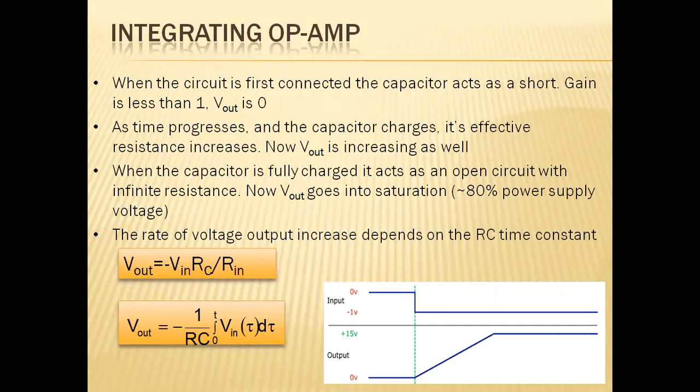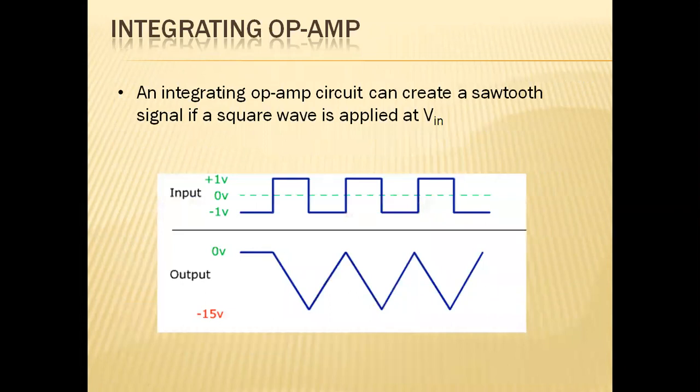hence it leads to a saturation point, and the output voltage is also written with respect to time as minus 1 by RC, the integral from 0 to t of the input voltage Vin(tau) dt. So these are the characteristics of the integrating operational amplifier.